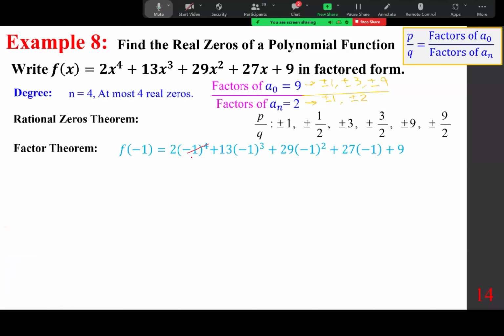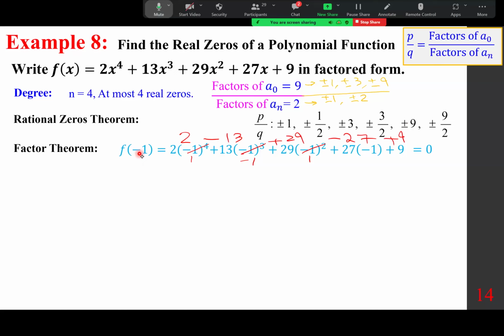So this is 1, we get 2. This is negative 1, we get minus 13. This is 1, we get 29, minus 27 plus 9. 2 minus 13 plus 29 minus 27 plus 9. They add up to 0. So right away, this means x plus 1 is a factor.